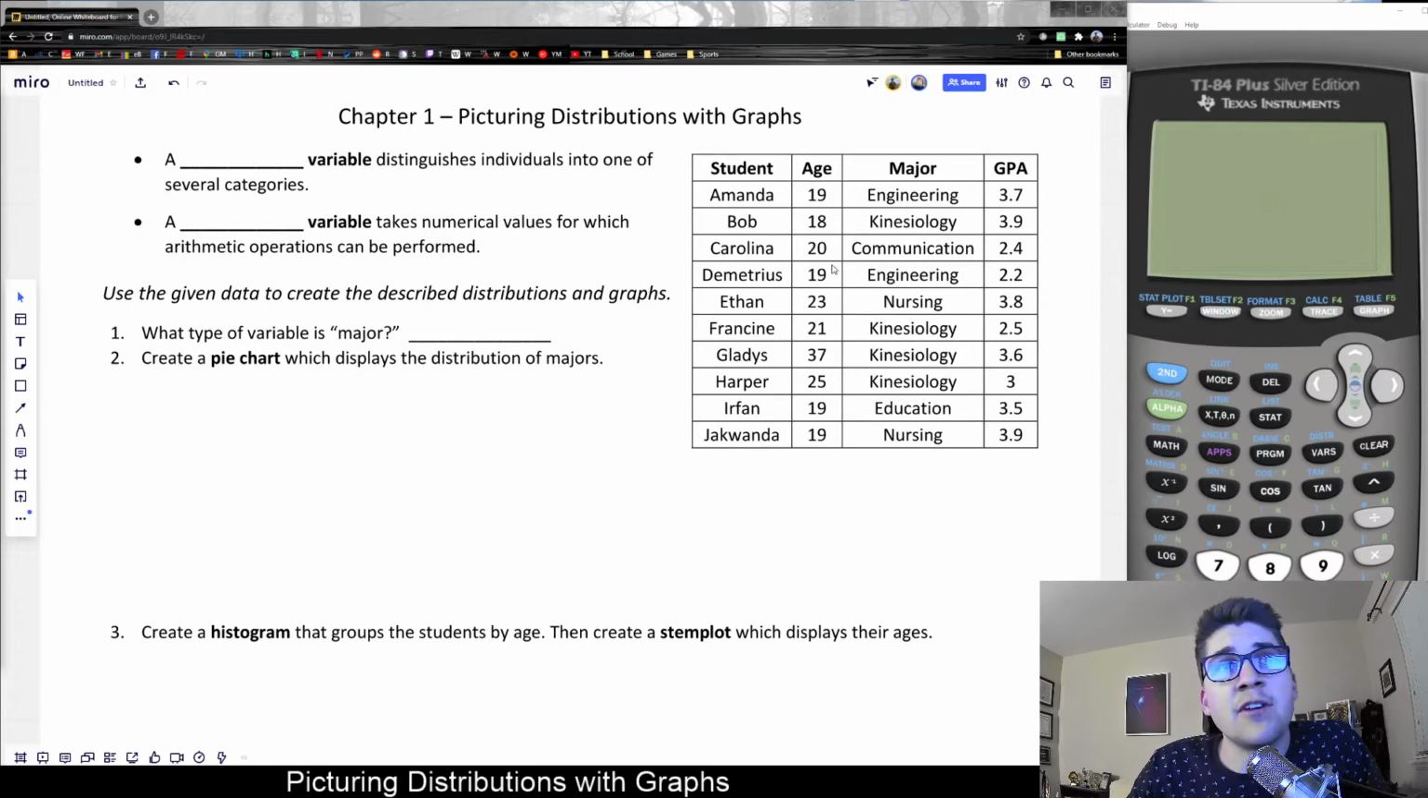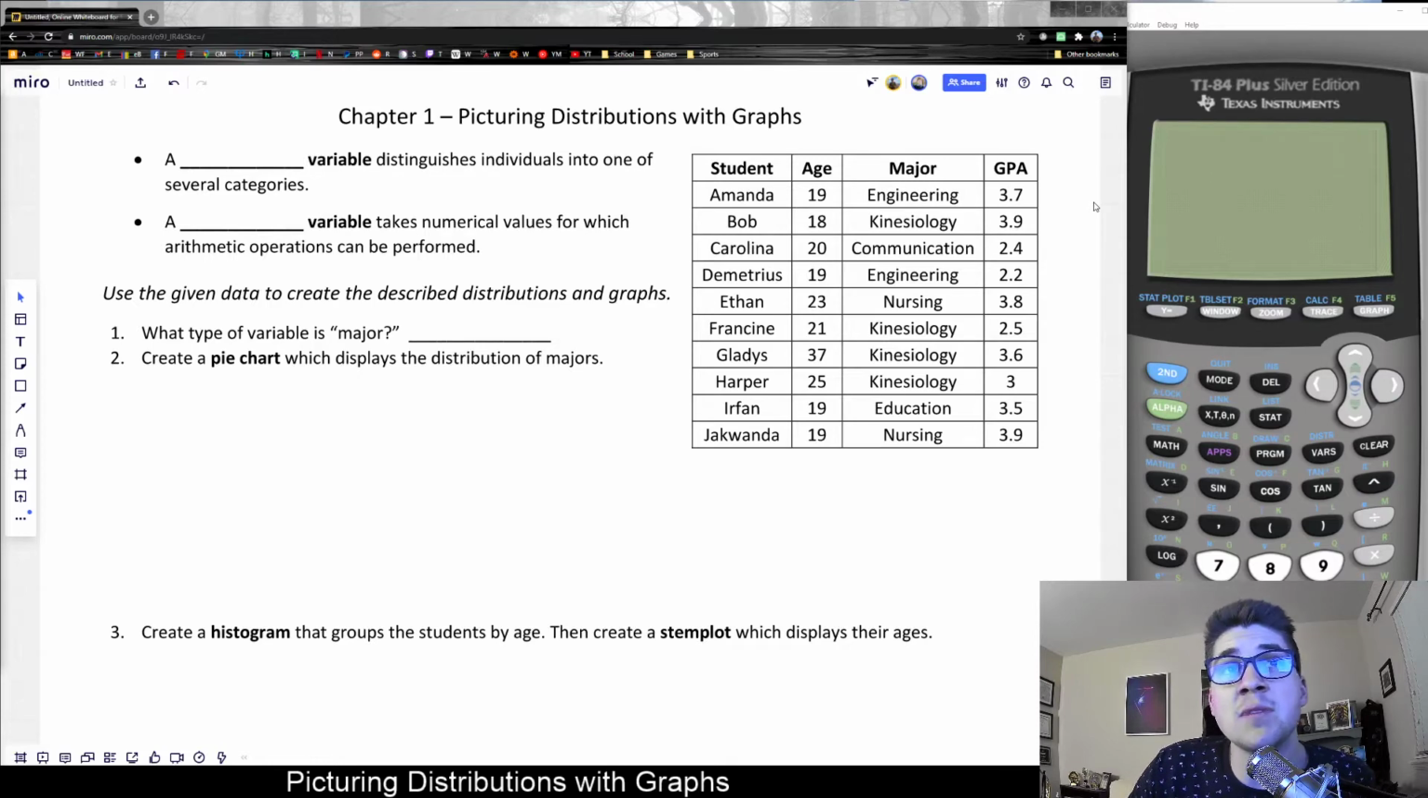Whereas a quantitative variable takes on numerical values where we often use it for mathematics. You can imagine like with engineering and kinesiology, we're not going to add those together and divide by 2. It doesn't really make sense for those types of variables. But with age or GPA, we could do things such as taking averages and whatnot.